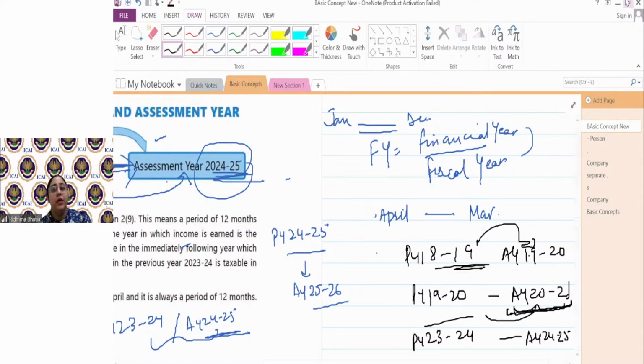So now you will never interchangeably use the terms calendar year or fiscal year or previous year. From an income tax perspective you would always say income earned in the previous year. You will not say income earned in the financial year 22-23 or 23-24. Income earned in the previous year or income assessed in the assessment year. Whenever they say income relevant to the assessment year, meaning they're referring to the assessment year this, but they're referring to the income in this particular period.